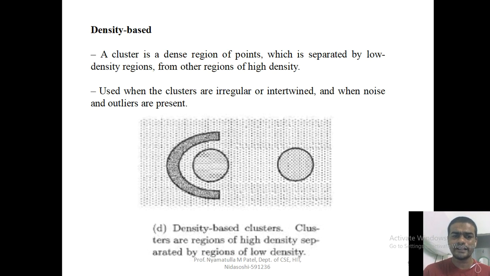We use density based clustering when the clusters are irregular or intertwined, or when noise is present, or when outliers are present. Outliers means points near to the particular cluster, then we use density based clustering.